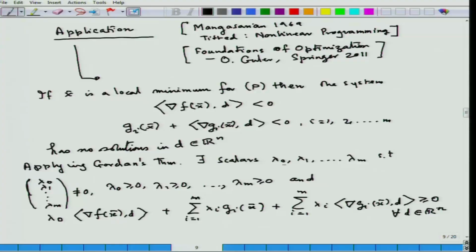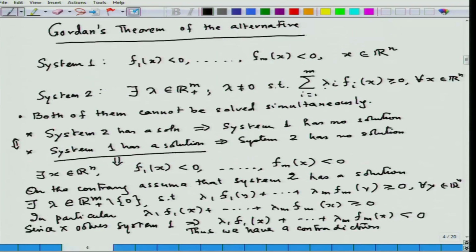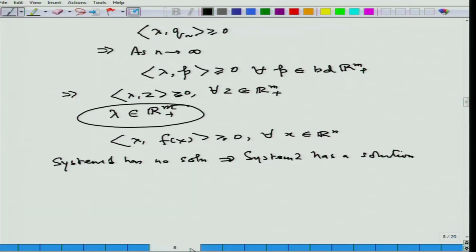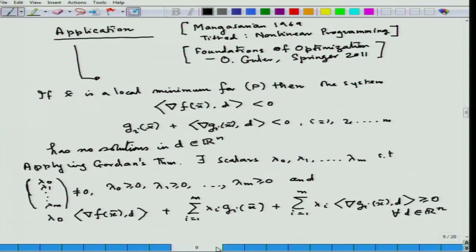It means that there would exist scalars, one corresponding to each function. Like you have lambda as a scalar corresponding to each f i, here also you have scalars corresponding to each of these functions. There will be a scalar lambda 0 corresponding to the gradient of f at x bar, and lambda 1 through lambda m corresponding to grad g 1 x bar d through grad g m x bar d. All of this has to be greater than or equal to 0 by Gordon's alternative theorem, and the full vector cannot be 0; it has to be a non-zero vector. This is true for every d, so this has to be greater than or equal to 0.